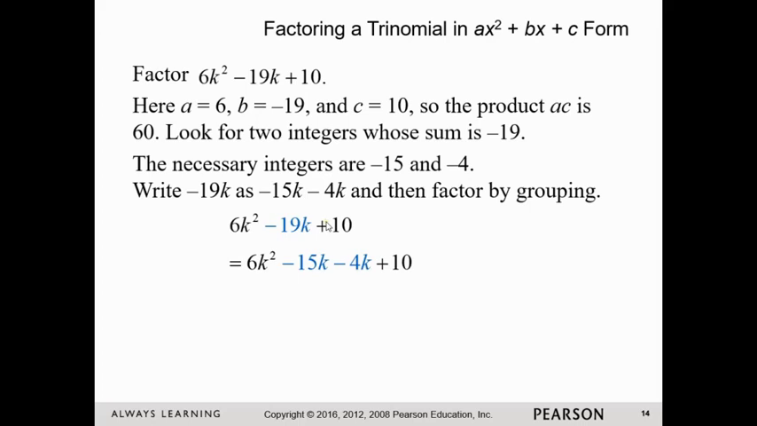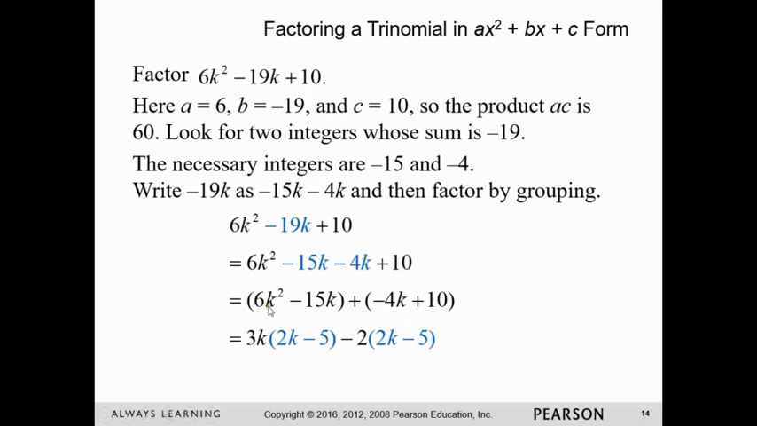So now the procedure is to factor by grouping. So notice we've grouped it. Again, remember by factoring by grouping, we separate the 2 groups with the plus sign. And remember by factoring by grouping, the idea here is to take out the greatest common factor out of each group. Which is what we do here. The greatest common factor out of 6k squared minus 15k is 3k. And then the greatest common factor out of negative 4k plus 10 is negative 2.